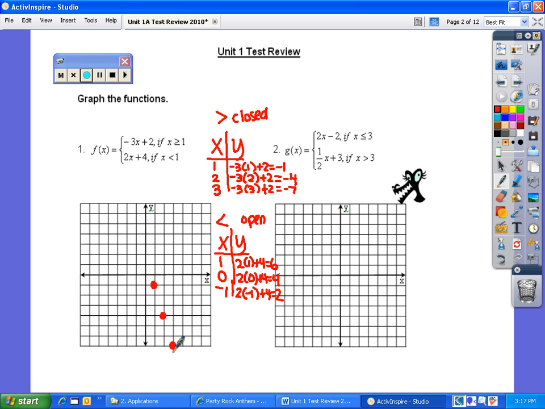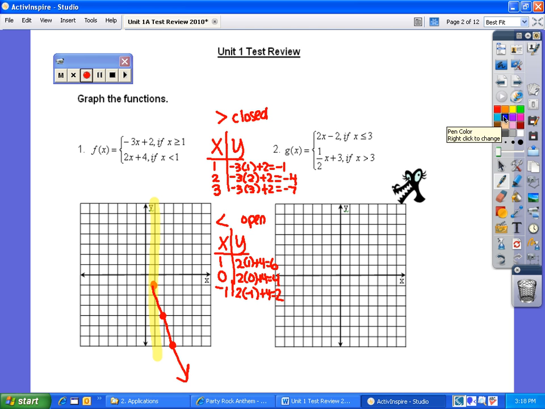Remember to highlight your domain restriction because you know that your graph should have one line going to the right of the highlight and one going to the left. Okay, I know my line's not super straight, but hopefully you guys will have a straight edge.